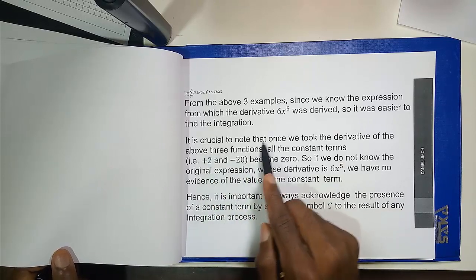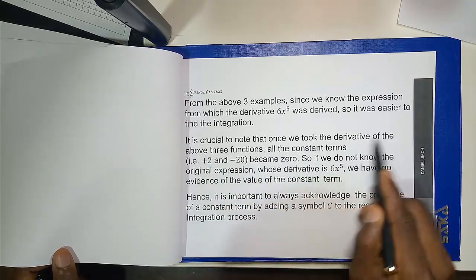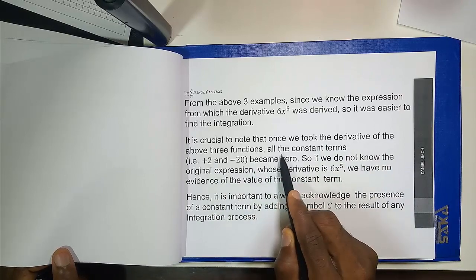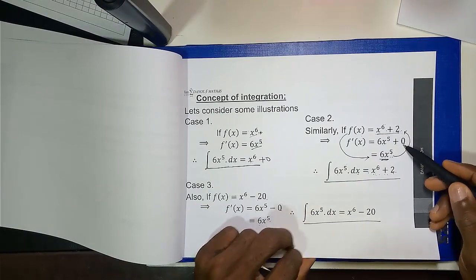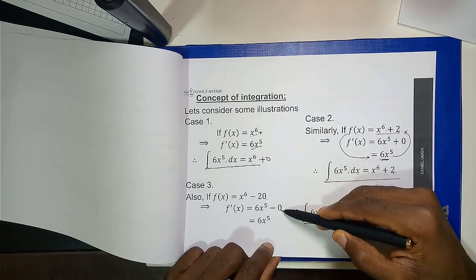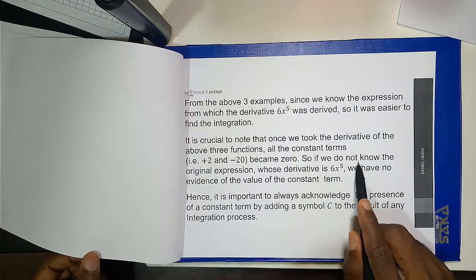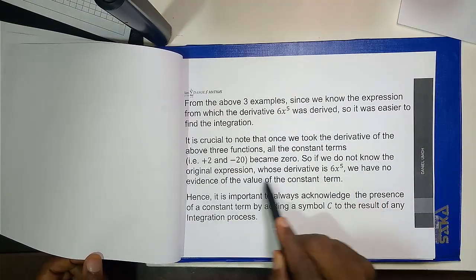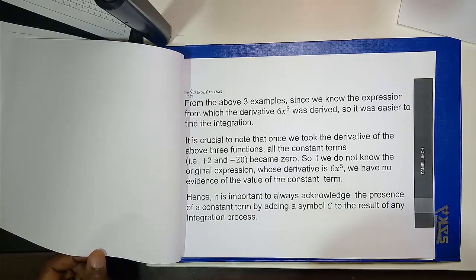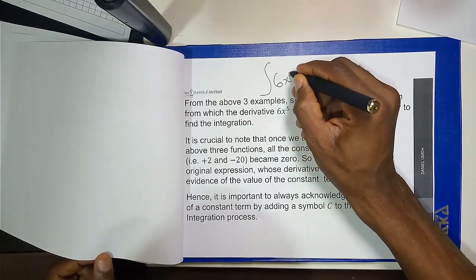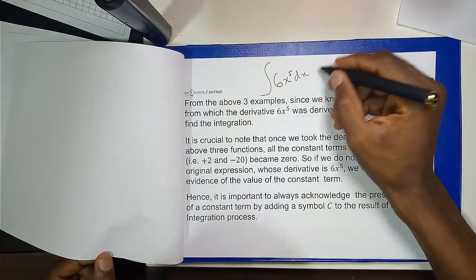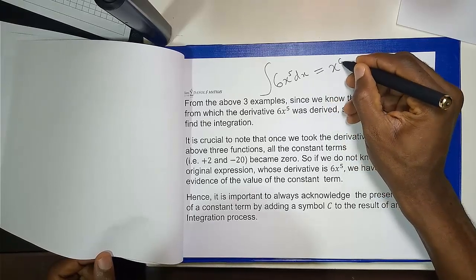But it is crucial to note that once we took the derivative of the above 3 functions, all the constant terms that were there became 0. Like this one, the constant term here became 0. This minus 20, the constant term here became what? 0. So if we do not know the original expression whose derivative is 6x raised to the power of 5, we will not have any evidence of the value of the constant term. For instance, I tell you, integrate 6x raised to the power of 5 dx. And now the answer equals what? x raised to the power of what?